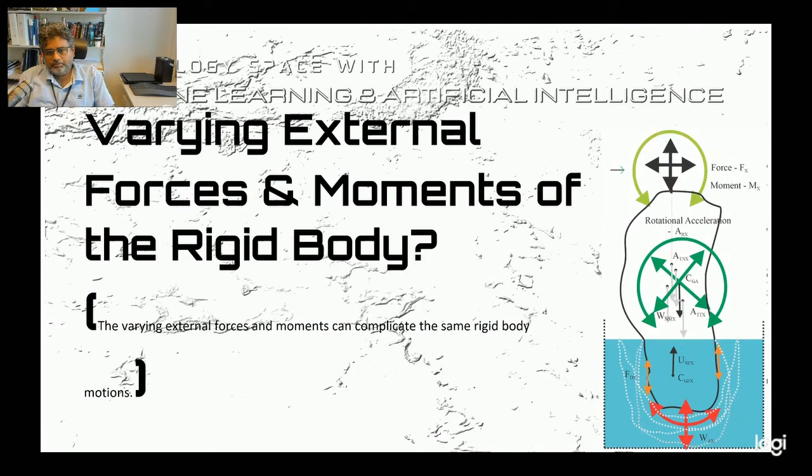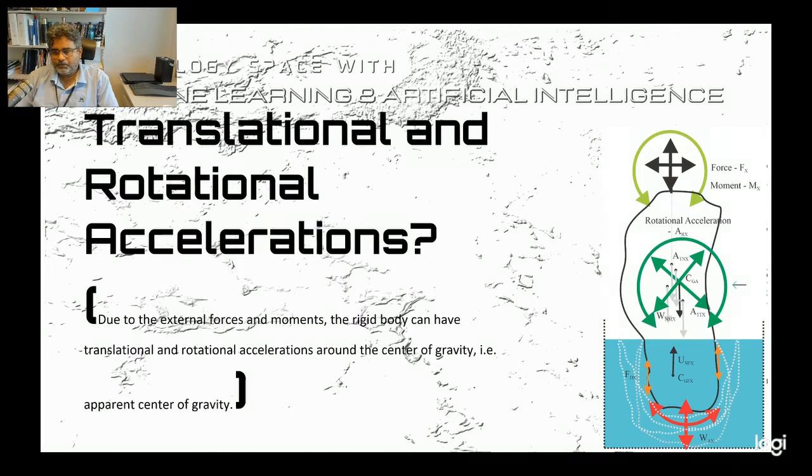So let's try to combine these varying external forces and movements into a single rigid body. As you may have noted, this rigid body will encounter somewhat complex motions due to these external forces and movements. The first thing you may note is that this rigid body may have a translational and rotational acceleration at its center of gravity due to these external forces and movements acting on the rigid body itself.